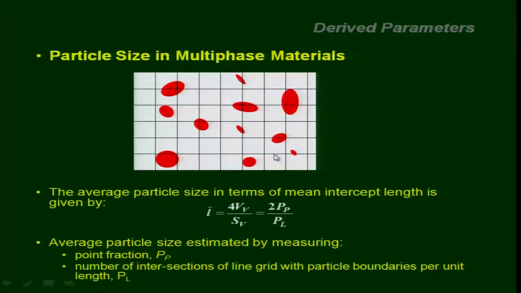In the next lecture we will look at how to count grains and particles, and we will also look at how to get average values from our measurements and the error associated with those measurements. With this, I close this lecture.